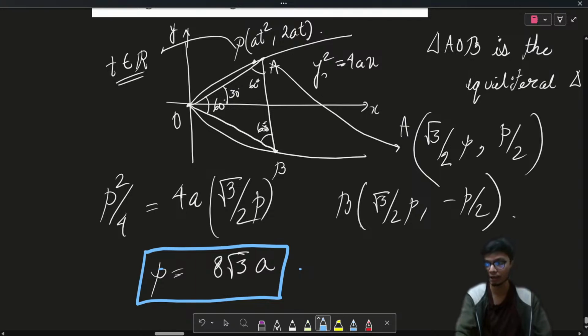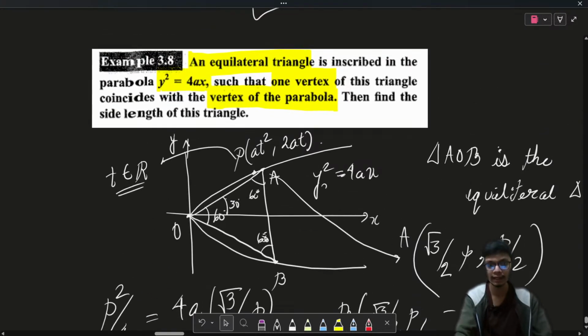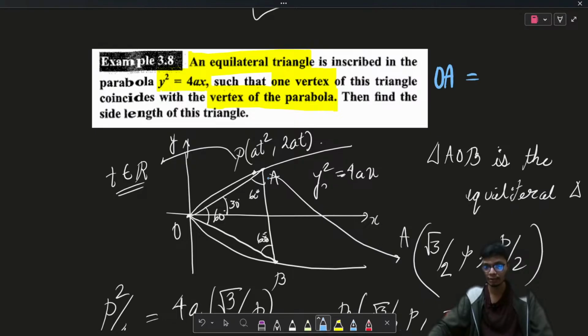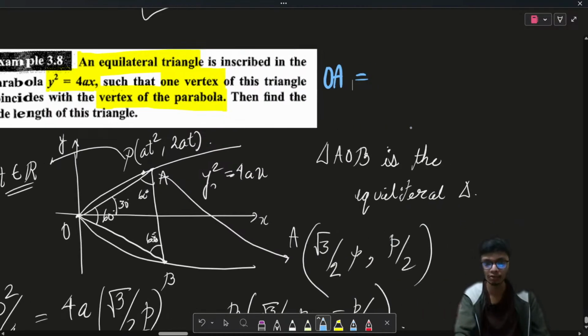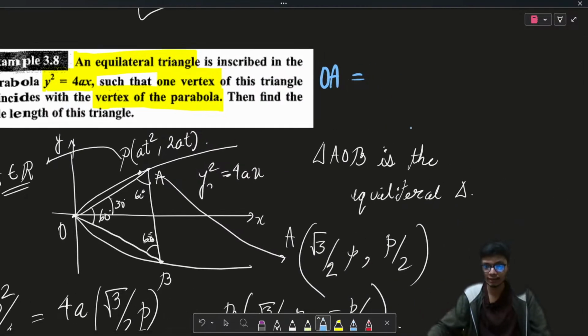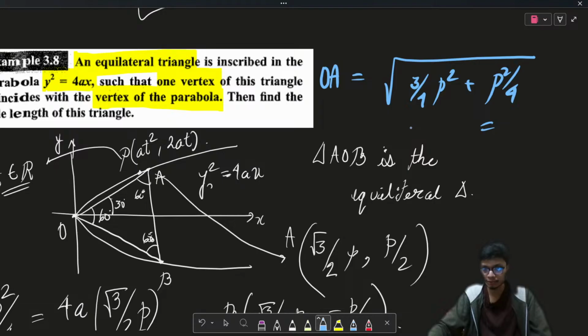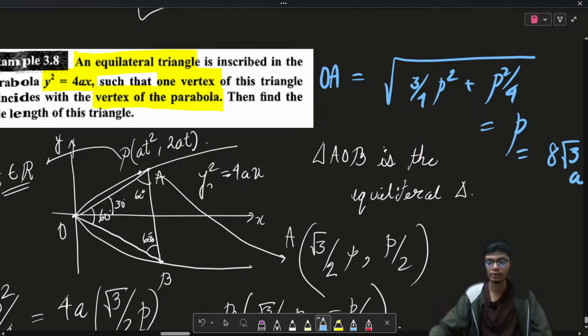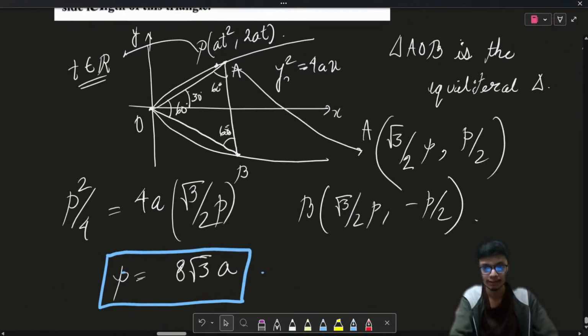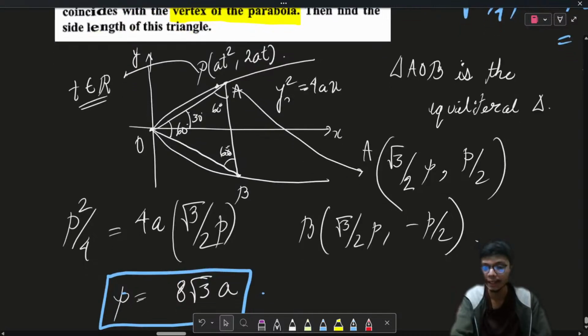Alright, so with this value of p, we can easily find the length of the side. The length of the side OA can be easily formulated, and that will be the square root of 3 by 4 p square plus p square by 4, which is going to be equal to p, and that is equal to 8 root 3 a. I hope this is clear to all of you, right? So the length of the side is going to be 8 root 3 a.